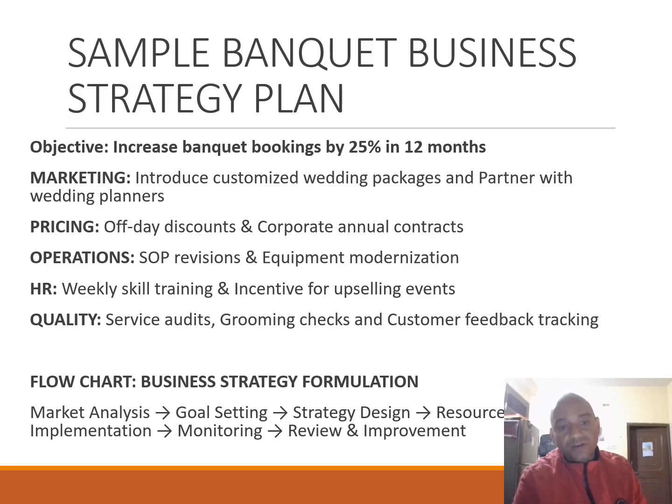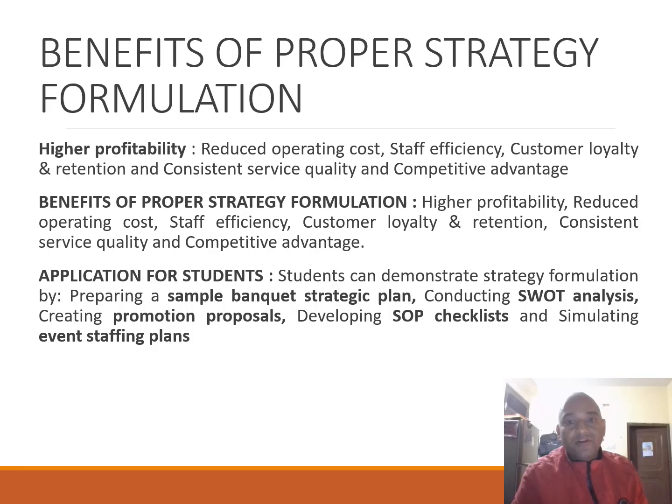Flow chart, how does it work? This is the flow chart which is given for business strategy formulation. First it starts from the market analysis, goal setting, strategy design, then resource implementation, monitoring, review, and improvement. Benefit of proper strategy formulation: higher profitability for the organization. Benefit of proper strategy formulation, application for students.